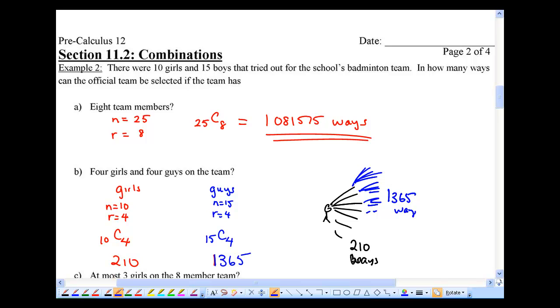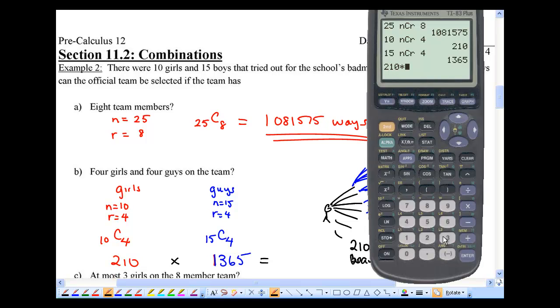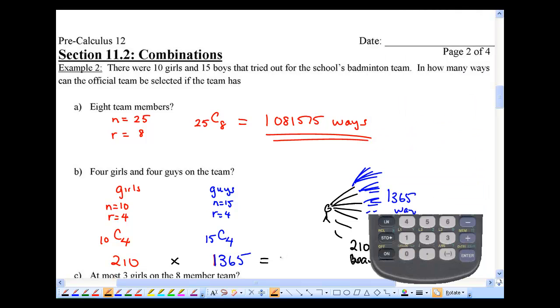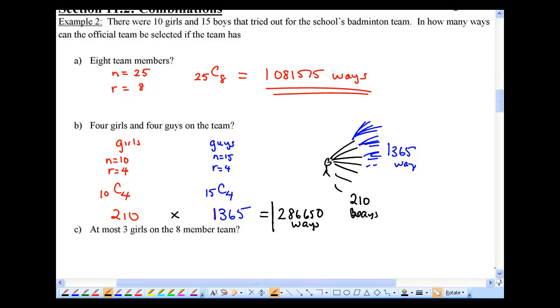Does this look anything like the fundamental counting principle, where we had to multiply them together? So your final answer is really just taking the number of ways to choose 4 girls, and you're going to multiply that by the number of ways to choose 4 guys. And that would be your total. 210 times 1,365. Done. 286,650. And that's the total number of ways. So just do them separately, then multiply them because of the fundamental counting principle, and there you have it. Okay?